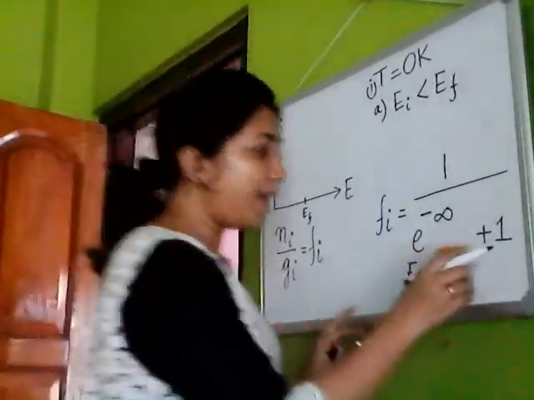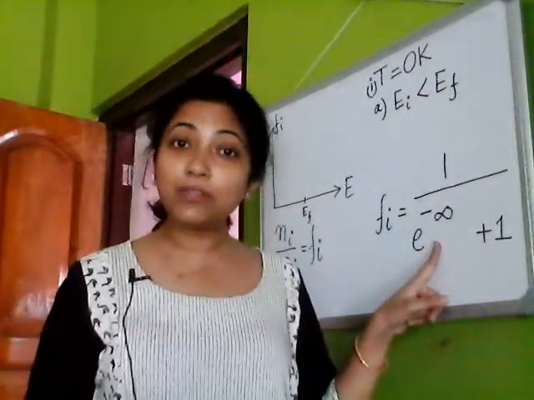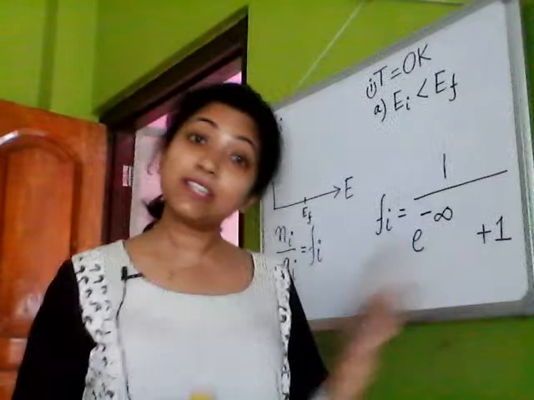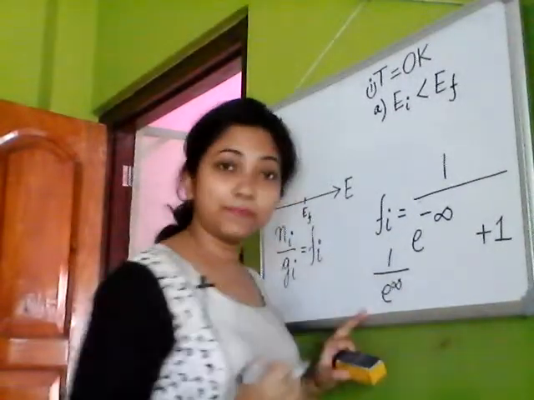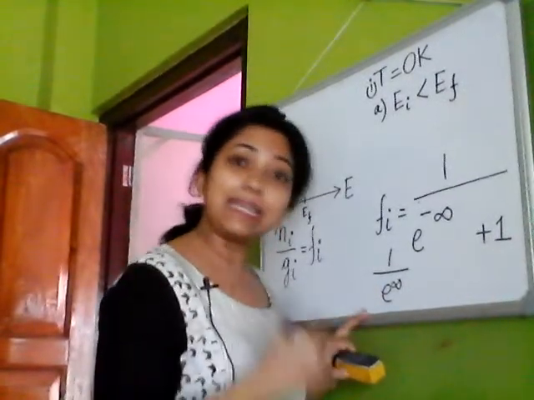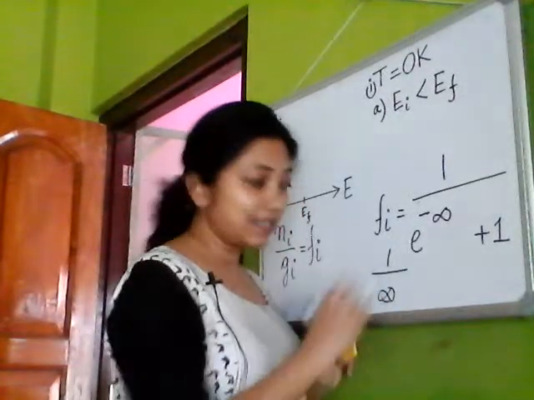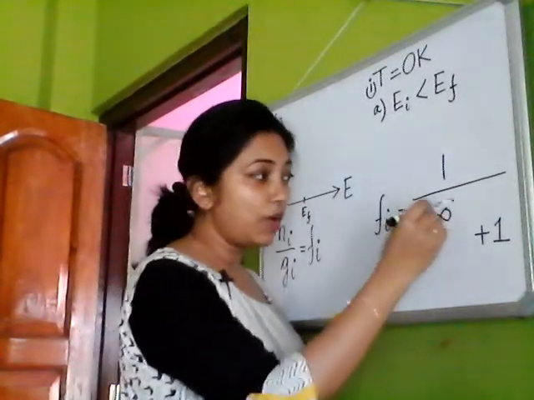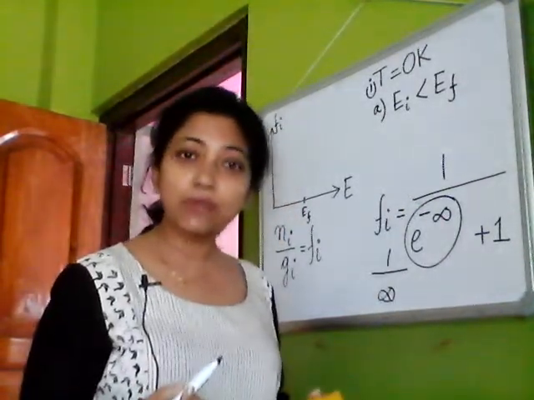Now, when I ask you the value of e to the power minus infinity, what is e to the power minus infinity? It means 1 by e to the power infinity. And e to the power infinity is infinity, which means this value is 0. This value 1 by infinity is obviously going to be taking the value 0.